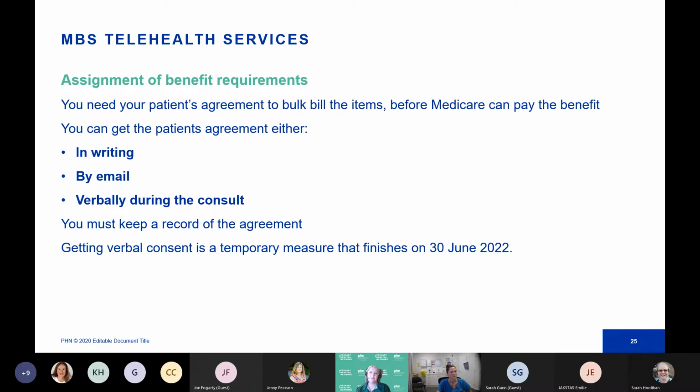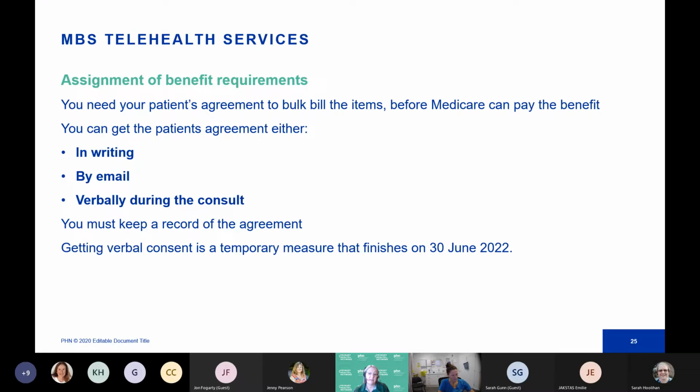So, assignment of benefit requirements. You do need your patient's agreement to bulk bill the items before Medicare can pay you the benefit. You can get the patient's agreement either in writing by email or verbally in the consultation. If you get a verbal agreement from your patient, you must write "unable to sign" in the patient signature field, or why the patient is unable to sign in the provider field. For example, you could put in there COVID-19.